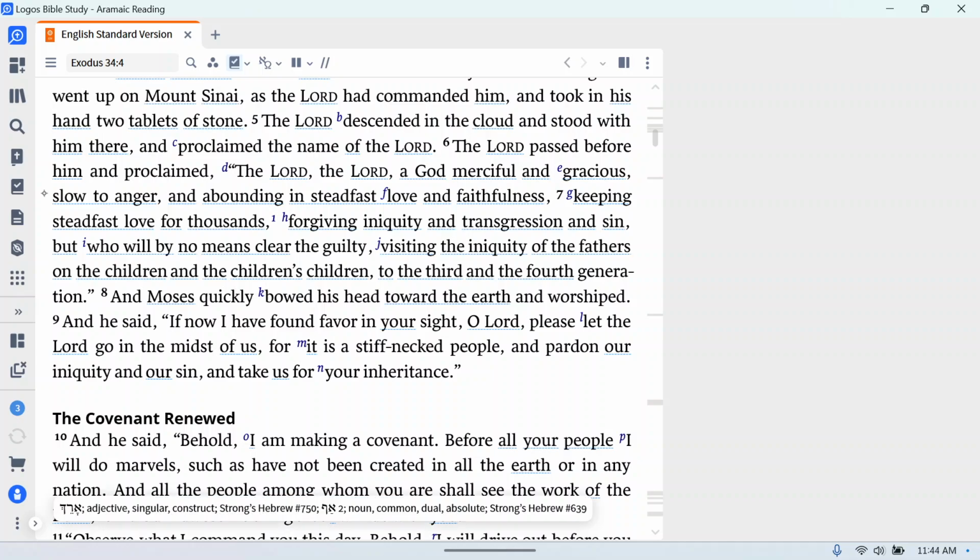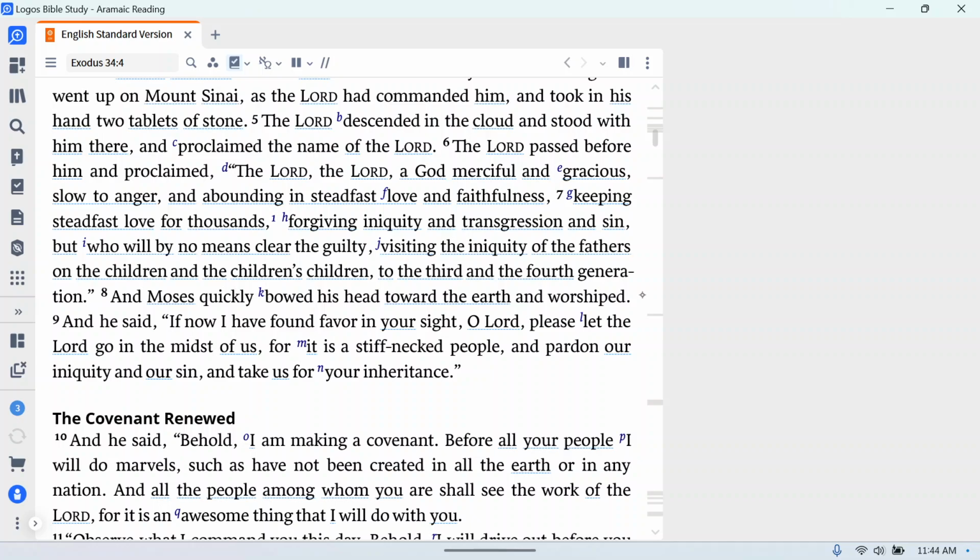So the Lord passed before Moses and proclaimed, Yahweh, Yahweh, a God merciful and gracious, slow to anger and abounding in steadfast love and faithfulness, keeping steadfast love for thousands, forgiving iniquity and transgression and sin, but who will by no means clear the guilty, visiting the iniquity of the fathers on the children and the children's children to the third and the fourth generation.